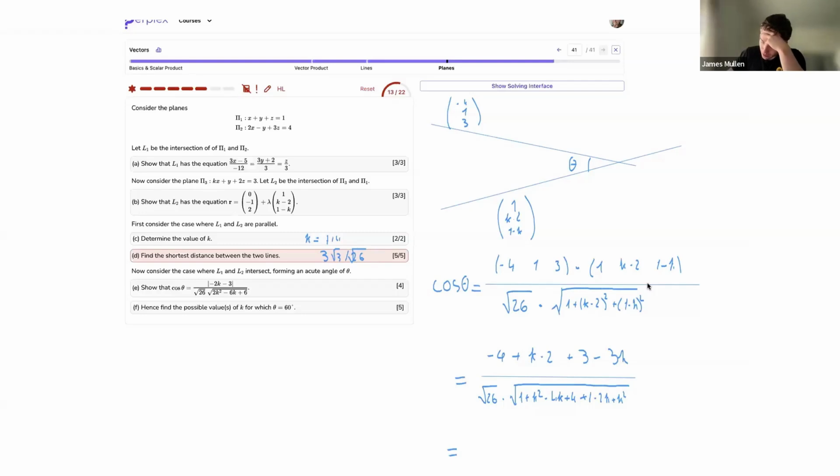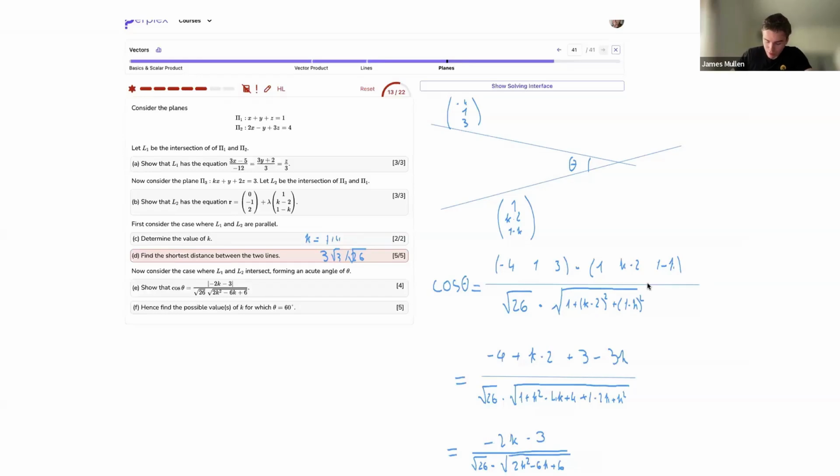I'm going to have in the numerator, k minus 3k is minus 2k, and then minus 4 minus 2 is minus 6, plus 3 is minus 3, all divided by square root of 26 times the square root of, and it does indeed simplify to 2k squared minus 6k plus 6. All right, just gathering the terms that I have. All right, so that answers part E. We have shown, oh, we're just missing the absolute value.